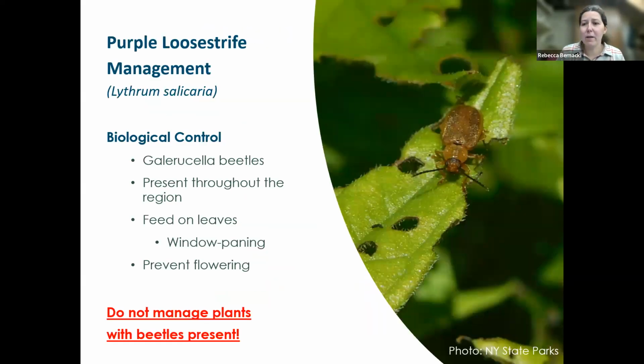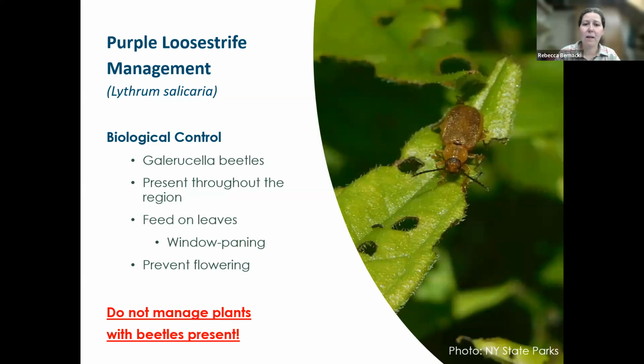And remember, I mentioned we're going to touch very, very briefly on one biocontrol today, and we'll talk about biocontrols for purple loosestrife. So Galerucella beetles are a biocontrol that began being released, I believe, in the early 1990s in New York State. They are present throughout all of New York State now, and they work by feeding on the leaves, and they make these little holes in leaves that form either a window pane, or some people refer to it as a shotgun splatter pattern.